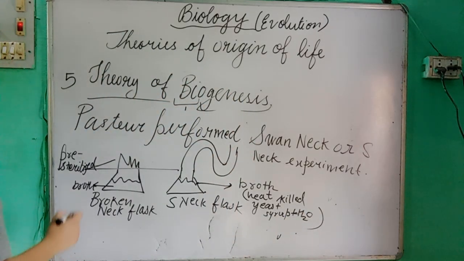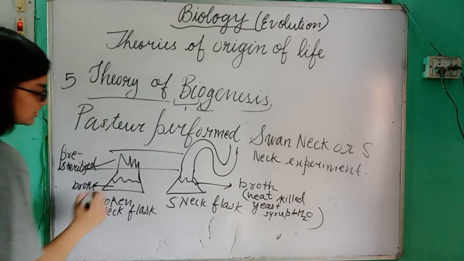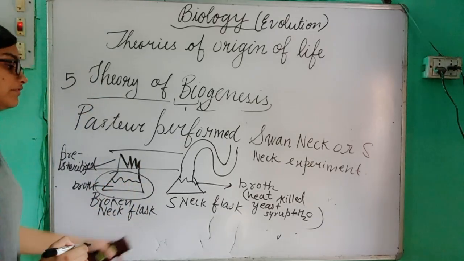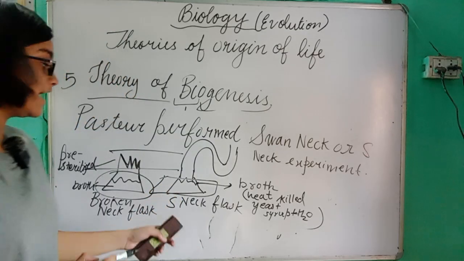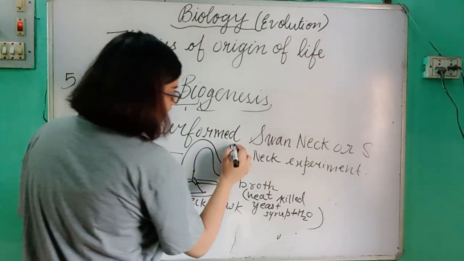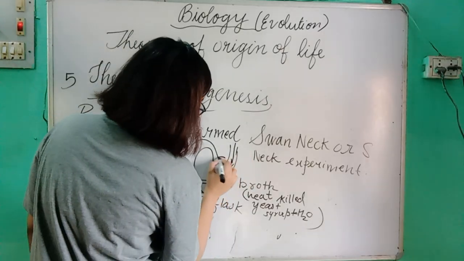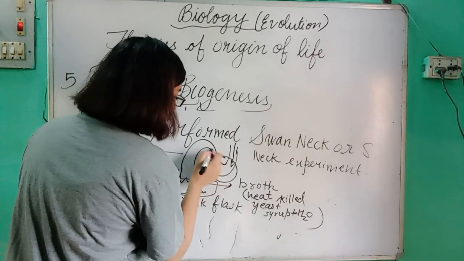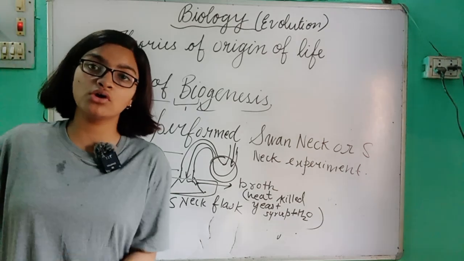Now, when he kept these 2 flasks for a few days, what he observed was that microbial growth was seen in the broken flask, whereas there was no microbial growth in the S-neck flask. Now, why? He said that when the air entered the S-neck flask, the microbes got trapped in the vents, and so only fresh air reached the broth. As a result, there was no microbial growth seen.